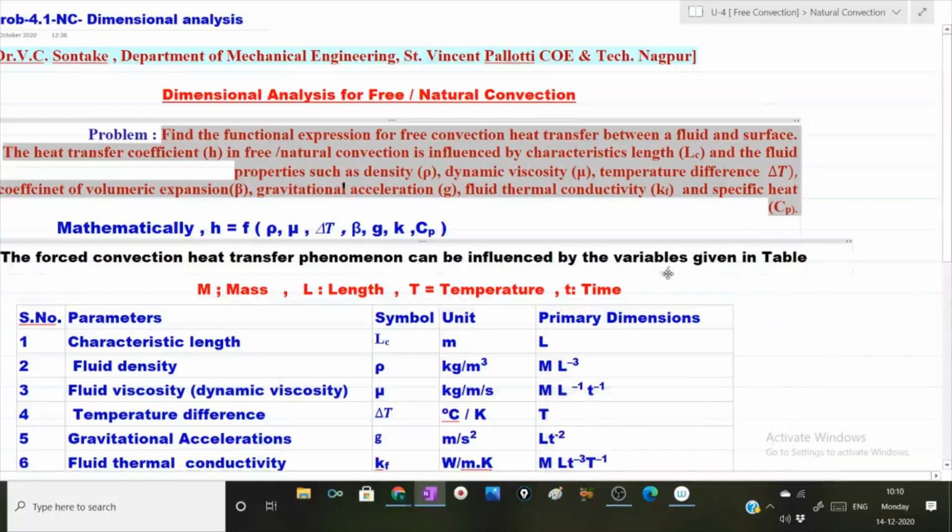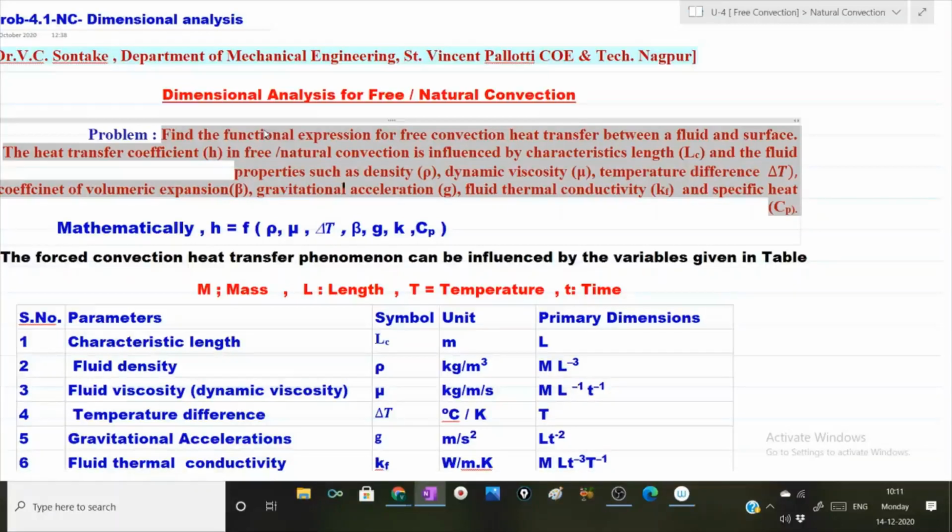So in this video, I am going to discuss dimensional analysis for free or natural convection. The problem statement goes like this. Find the functional expression for free convection heat transfer between a fluid and surface.